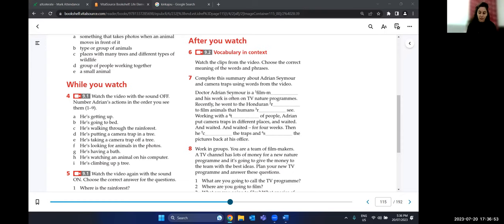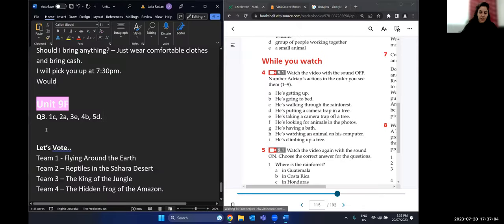He's walking through the rainforest. That's number one. So we saw him. Don't worry, we'll watch it again, but let's get the answers. So he's walking through the rainforest. And what verb tense is that? He is walking. Present continuous. Yeah. So he's walking through the rainforest. That's number one.